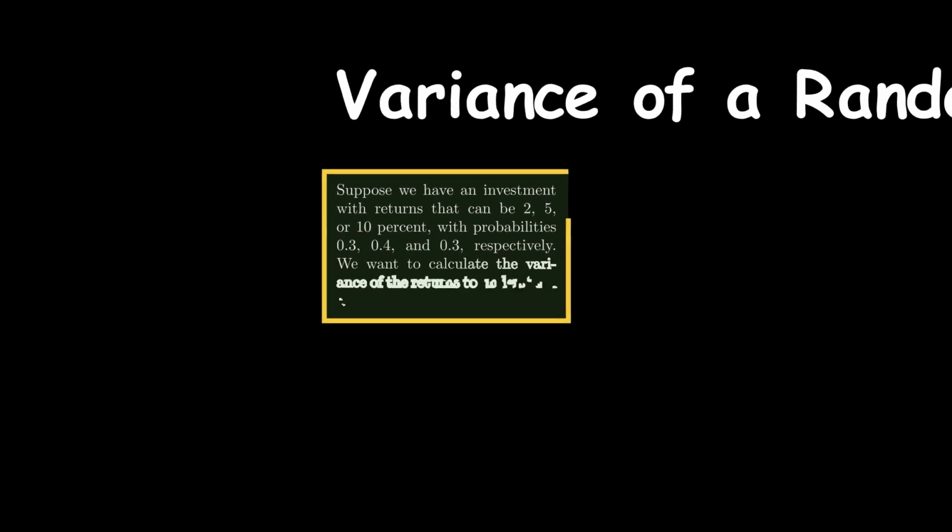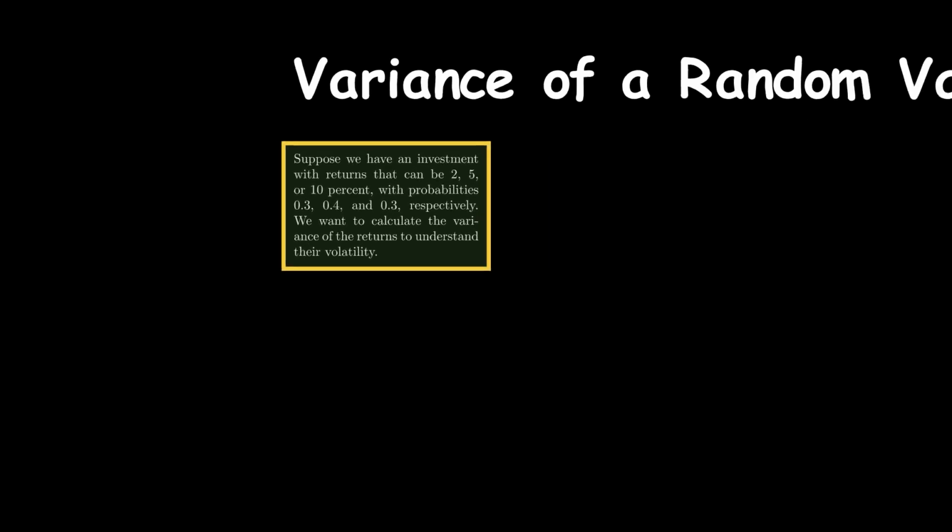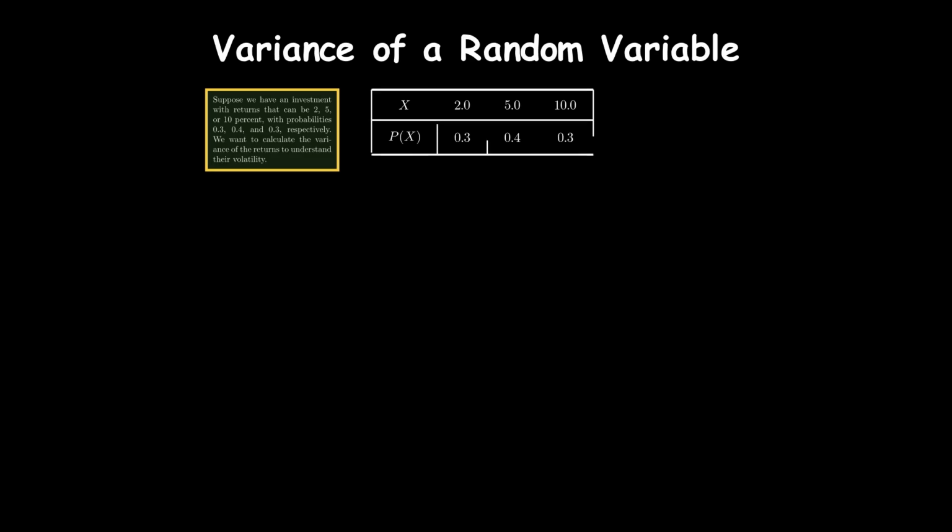Suppose we have an investment with returns that can be 2, 5 or 10% with probability 0.3, 0.4 and 0.3 respectively. We want to calculate the variance of the returns to understand their volatility. From the problem, we can see that the random variable X can take values 2, 5 and 10 with probability 0.3, 0.4 and 0.3 respectively.